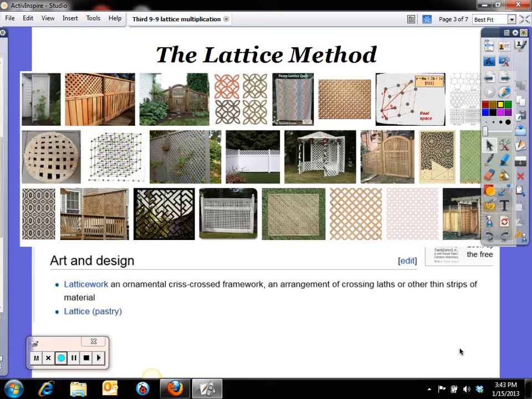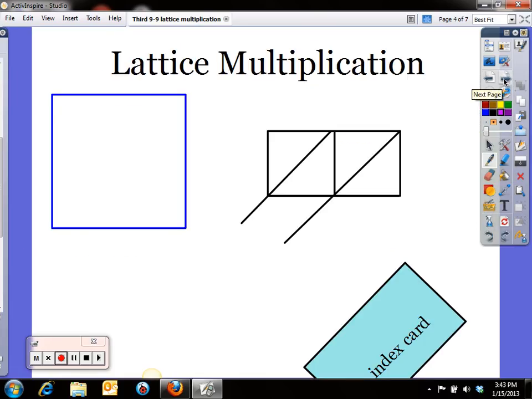So we start by having a discussion about what lattice is. When I Google it, these are all the pictures that came up. We discuss how lattice can be found with something growing on it, like in a garden, or the top part of your fence. It can even be a fancy top crust for a pie. And we notice that those patterns are all very similar, kind of a crisscrossy pattern.